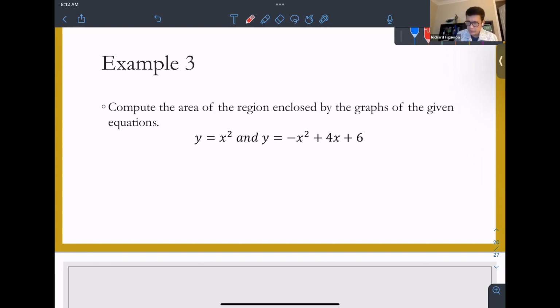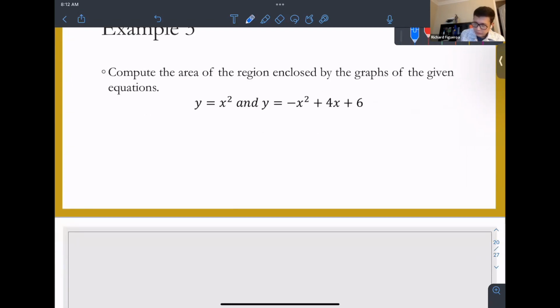So let's try to transform the second equation into the standard form of a parabola. To do that, we can use completing the square. I'll do it here. Let's say y equals negative x squared plus 4x plus 6. I want to make this one positive, so I'll be factoring out the negative, so that makes it positive x squared, minus 4x, and then minus 6.